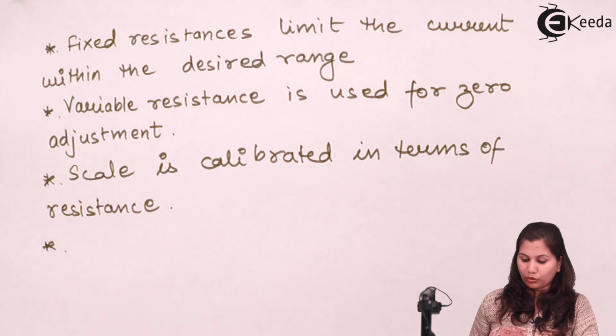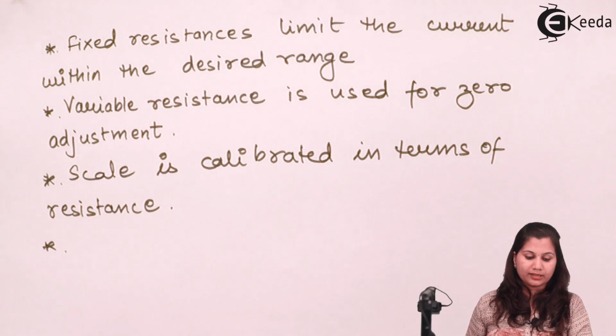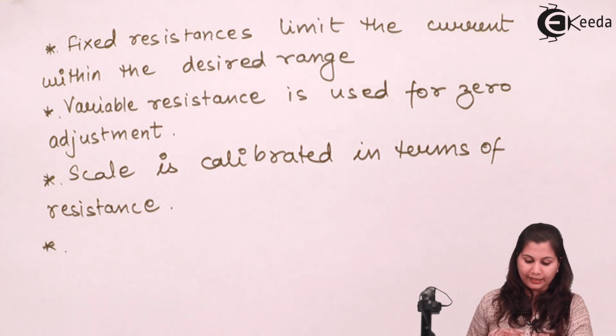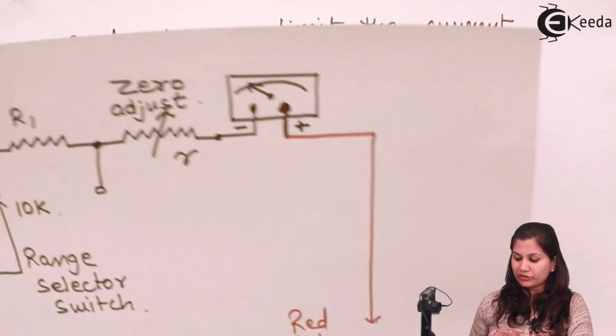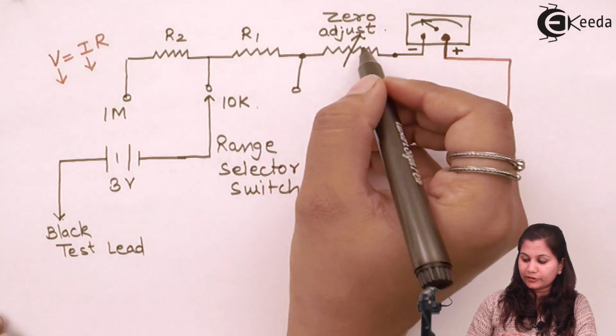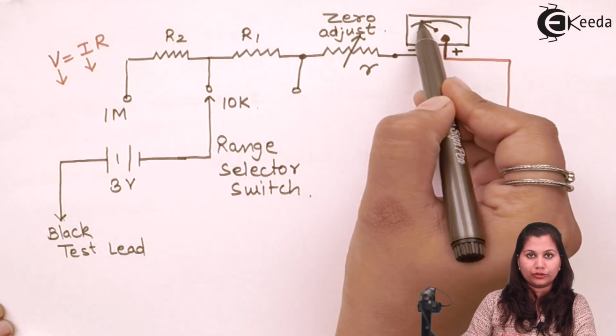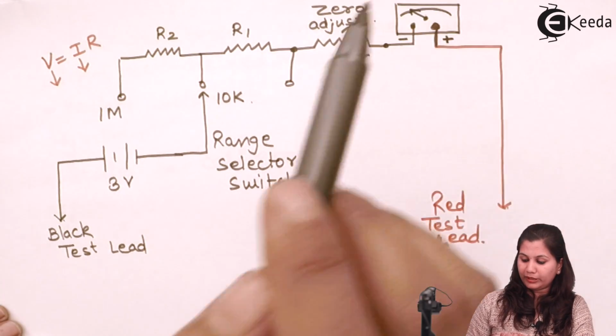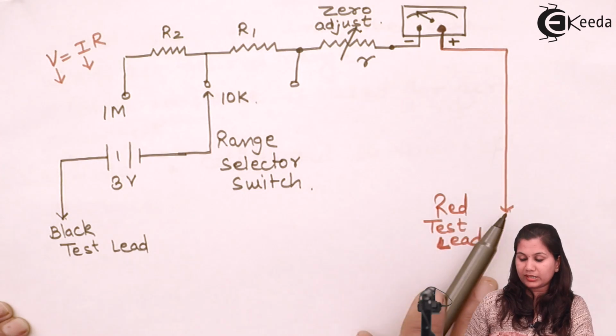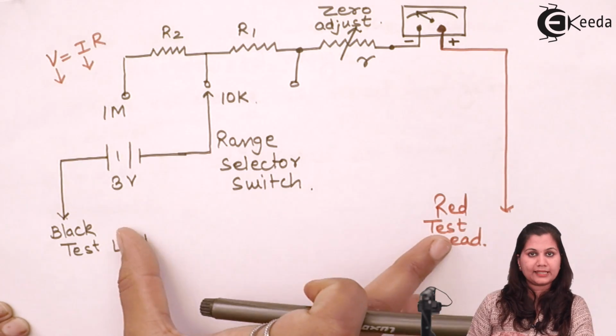So whenever we want to measure any resistance, the black and red test leads are connected across that resistance, and the zero adjustment resistor is connected, so that the pointer is going to give us a zero deflection. Okay, now when this is zero, it means that the resistance across the test leads is zero.